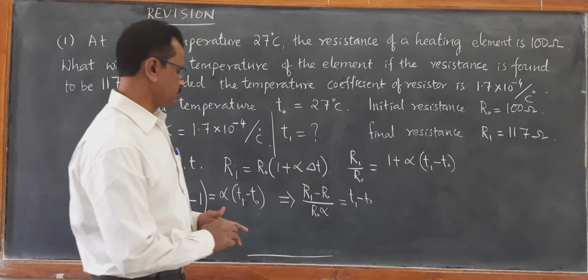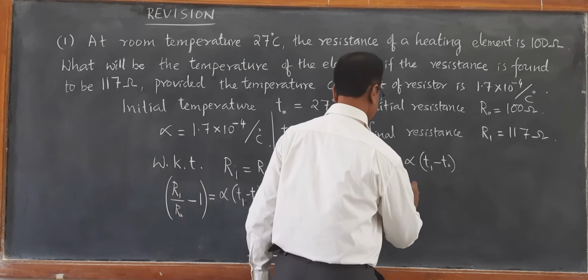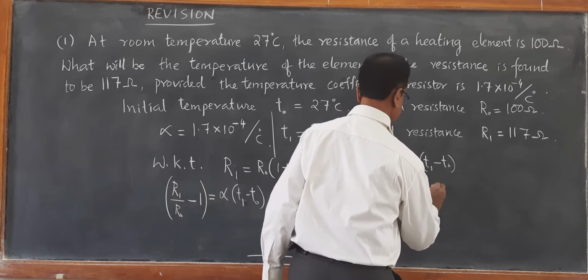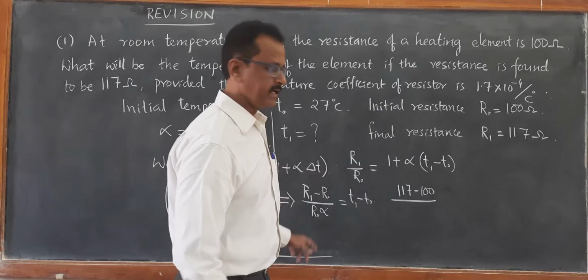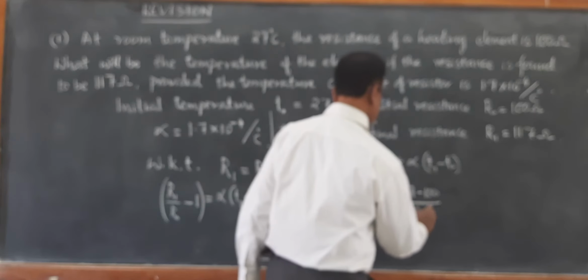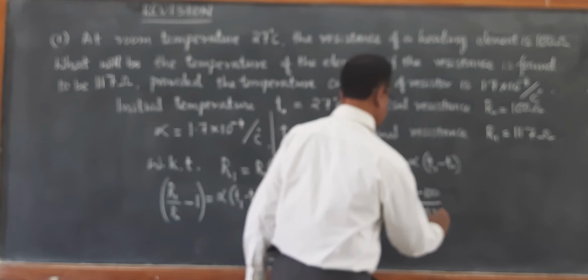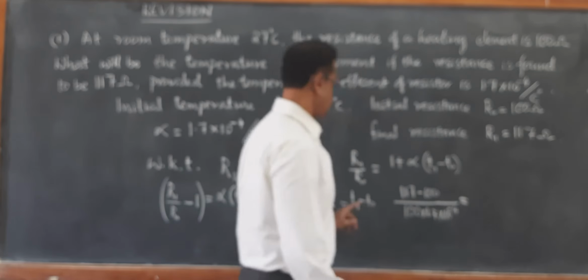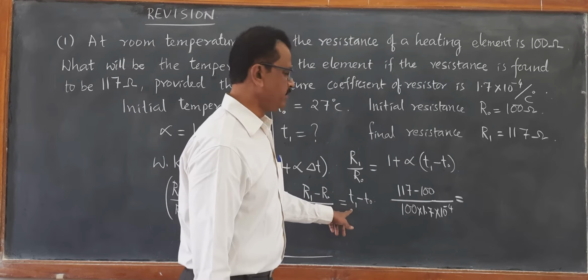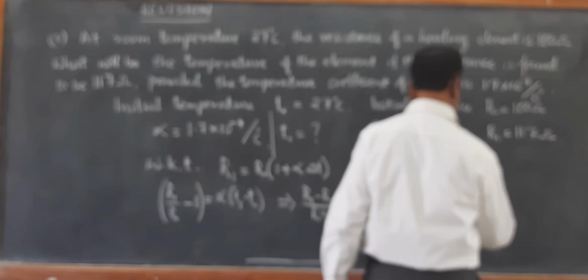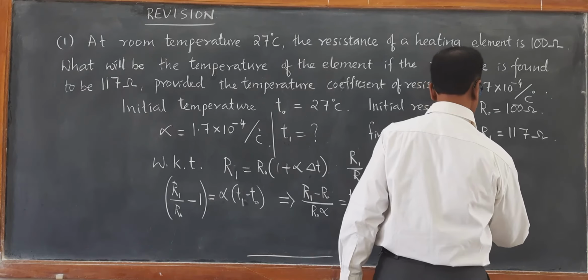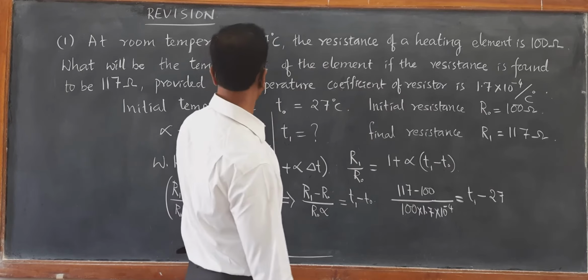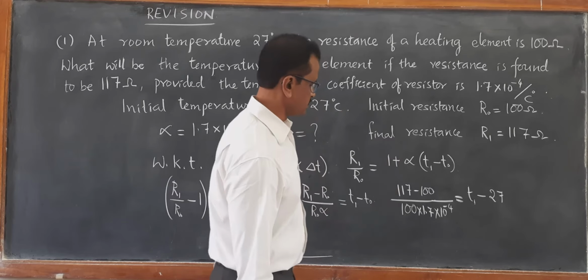Just substitute the values. R1 is 117, R naught is 100, divided by R naught again 100, into alpha 1.7 into 10 raised to minus 4. This is equal to T1, T1 we want to find out. Write it as T1 minus 27 degrees Celsius. It is given. Room temperature T naught equal to 27 degrees Celsius.